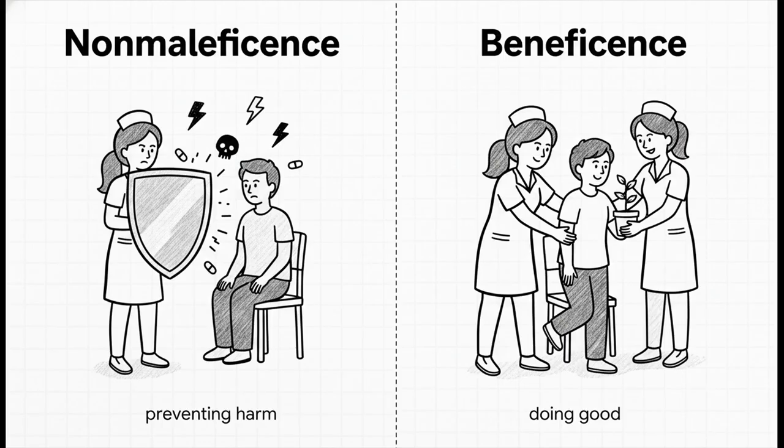The answer is B, non-maleficence. And here's the key distinction you have to lock in your brain. Actively preventing something bad from happening, like a med error, is doing no harm. That's non-maleficence. Actively doing something good, like teaching a new coping skill, is beneficence. It's a subtle difference, but it's a critical one.